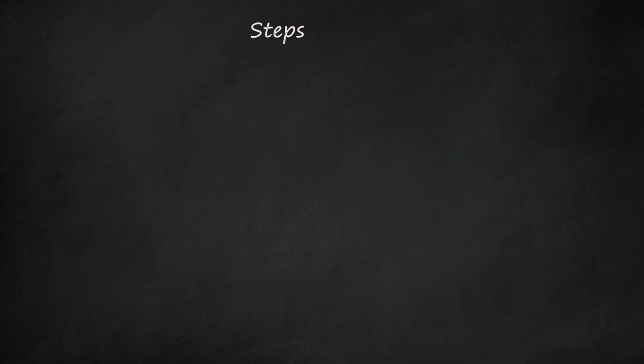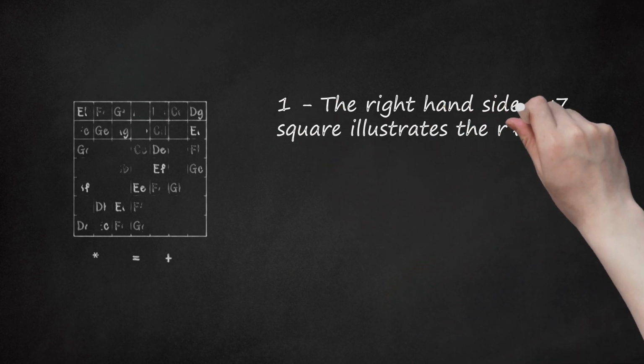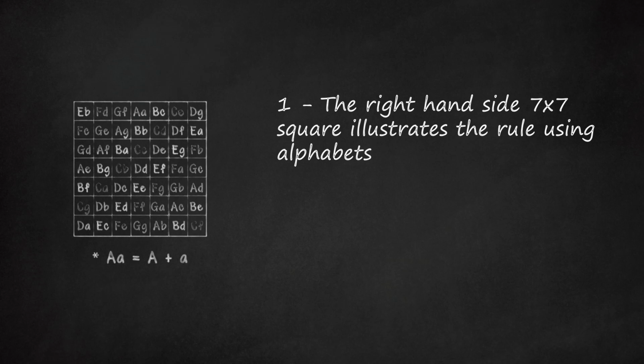Steps. 1. The right-hand side 7 by 7 square illustrates the rule using alphabets. Write the first number, AA, in the center of the topmost row. Next, write AB in the lowest space of the vertical column next adjacent to the right. After, inscribe the remaining numbers in their natural order in the squares diagonally upwards towards the right.